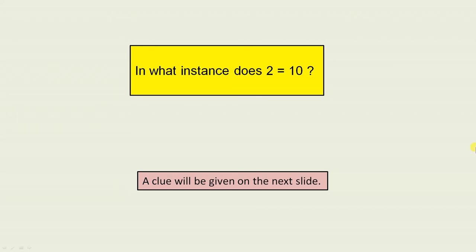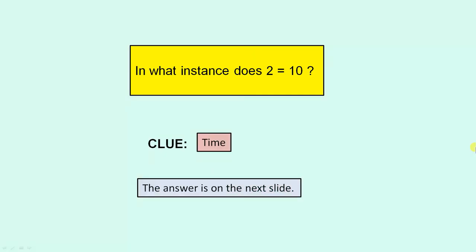Okay, let's have a look at the clue. Now, you may not need it because you've already solved it, but let's have a look just in case you need a little bit of help. So the puzzle was, in what instance does 2 equals 10? And the clue is time. Now the answer is on the next slide, so if you have a little bit of trouble, I promise I'll give you the answer on the next slide in about 1 minute. So really try and solve this now, and I think the clue will help you.